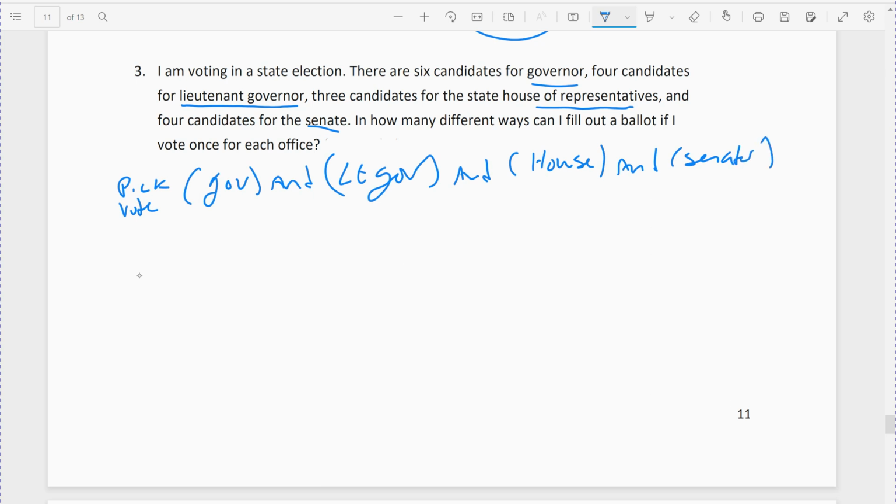Make sure I got them all. Governor, lieutenant governor, House of Representatives, and a senator. I have to do all of those, right?